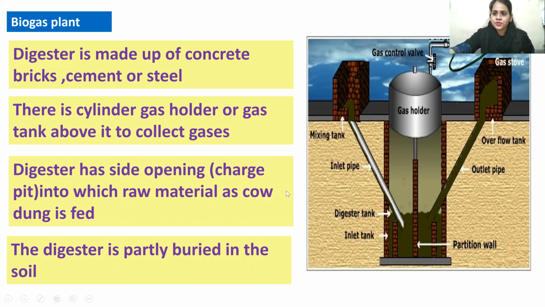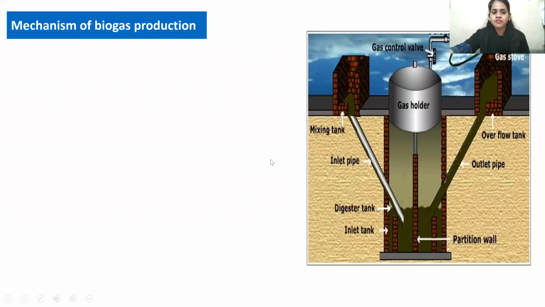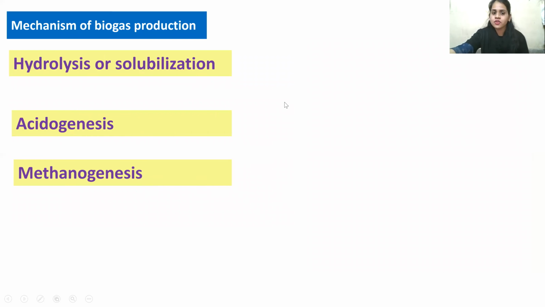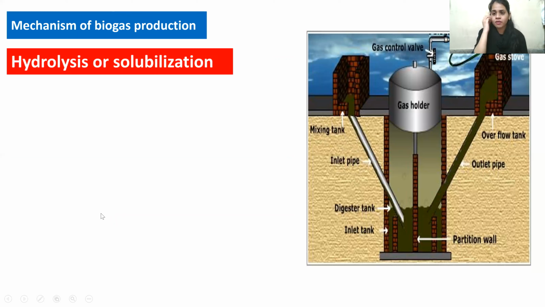So there are three steps which take place for the production of biogas. The first one is called hydrolysis or solubilization. Second is called acidogenesis. Third is called methanogenesis. So let us talk about each step. So let us talk about the first step, that is hydrolysis or solubilization. So let us see what hydrolysis or solubilization is.